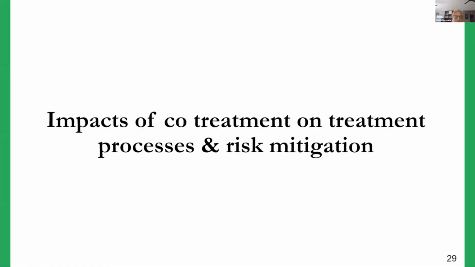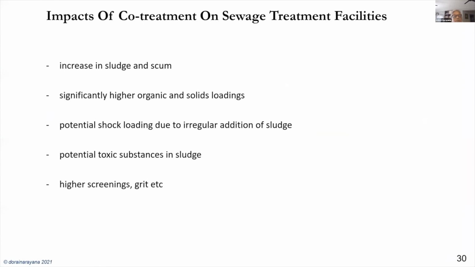Okay. Now let's look at the impacts that we can expect when we co-treat on a treatment facility. What kind of risks can we expect, and how can we mitigate those risks? So the first thing we can expect is that there will be an increase in the sludge and scum because we are adding very high solids to it, and that will cause increased primary sludge, for example, even secondary sludge. And significantly higher organic and solids loading will be experienced by the STP.